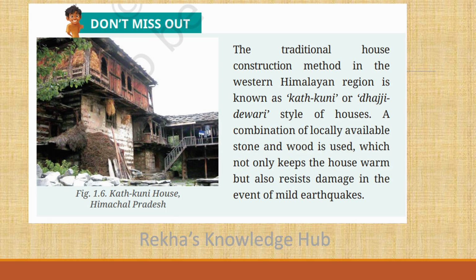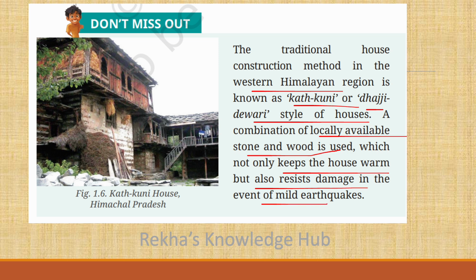The traditional house construction method in the western Himalayan region is known as Khatkuni or the Dajji Devari style of houses. In the western part of the tall Himalayan mountains, people have a special way of building their houses. A combination of locally available stone and wood is used, which not only keeps the house warm but also resists damage in the event of mild earthquakes.